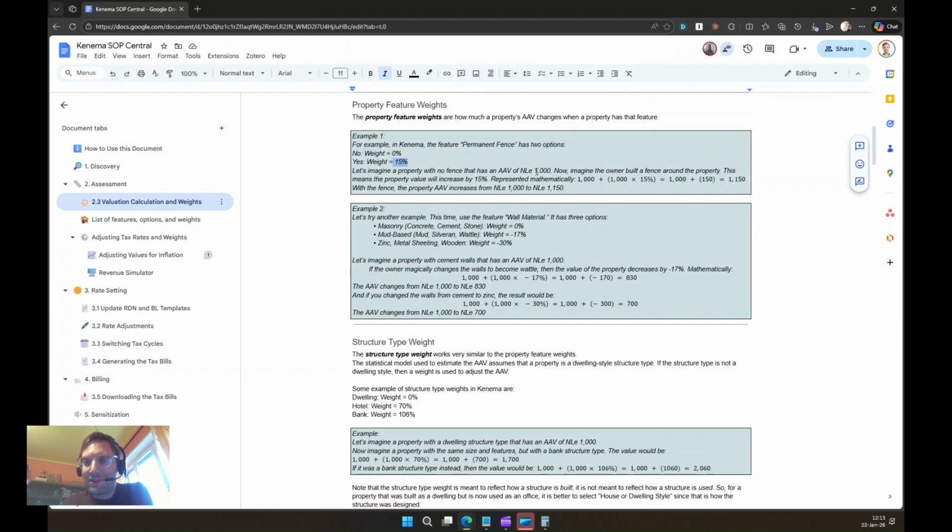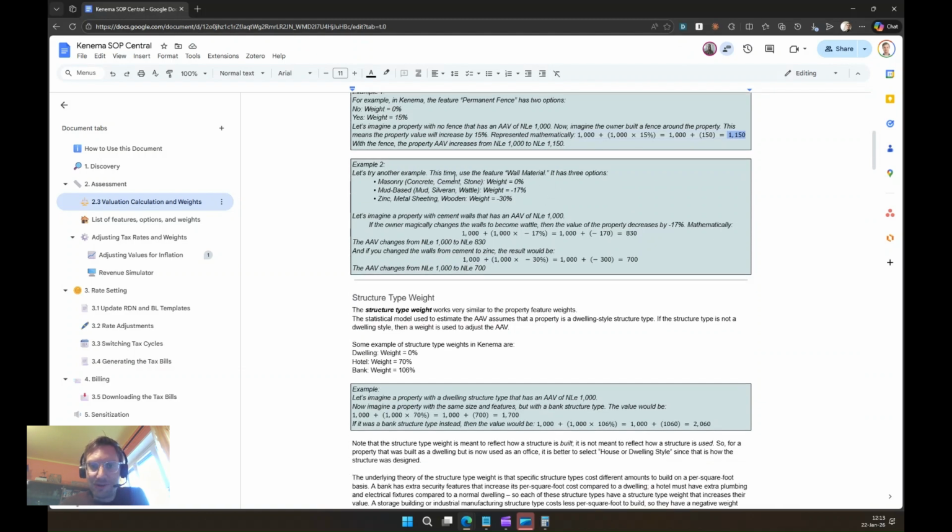So if you imagine a property that has an AAV of 1,000 leones with no fence, and then you imagine that the owner builds a fence around that property, then that would mean the property value would increase by 15%. If you represent that mathematically, you take the original value, which is 1,000, and then you take 15% of 1,000, which is 150. You add those together and you get 1,150. So that would be how much the AAV increases from having the fence.